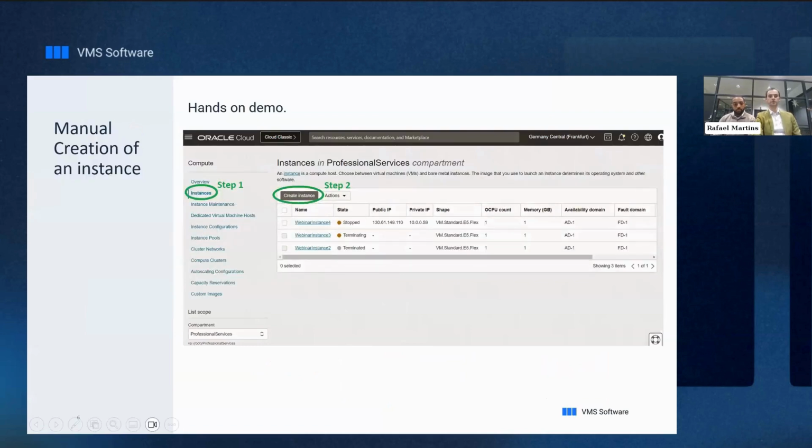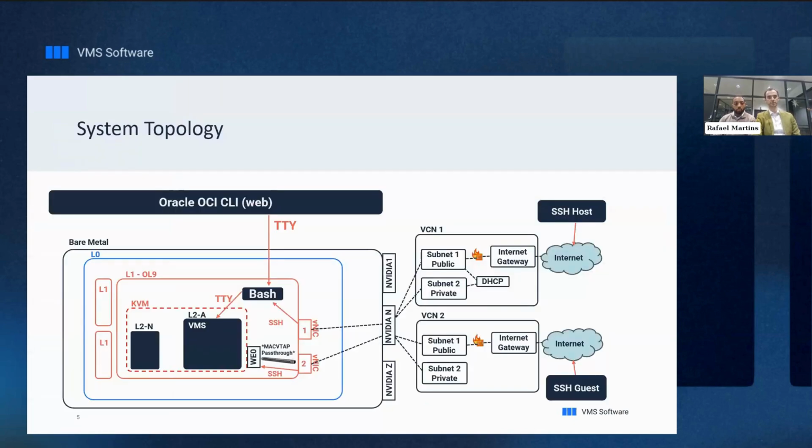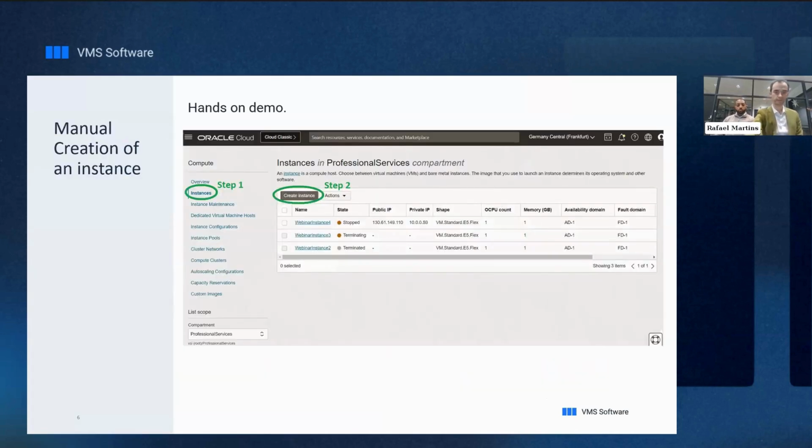Okay, that's a lot of talking, so let's move on now into some action. Here we're going to show you a live demo of the manual creation of an instance. Just as a recap, what we're actually doing now is creating this big red box here with the level 1 Oracle Linux 9. I'll switch now to the browser.